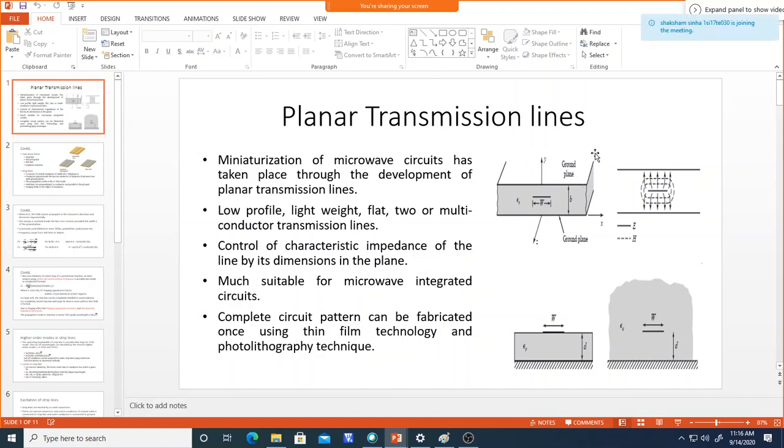The whole circuit, whatever you design, say for example an application of a low noise amplifier, there you will realize the input matching circuit and output matching circuit of a transistor. The transistor you can also implement by the surface mounting technique, and the input and output matching circuits in terms of transmission line, all of it will come on a single PCB substrate. So that is miniaturization. That will happen using this planar transmission line.